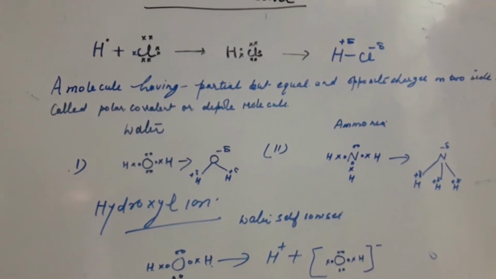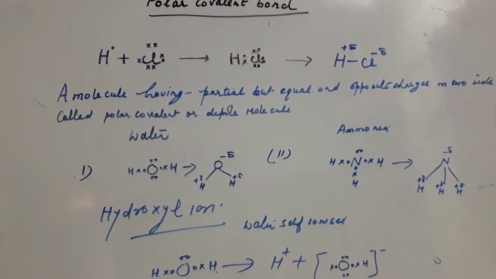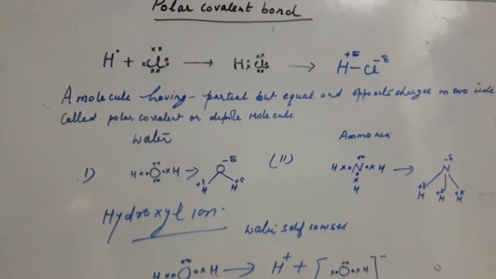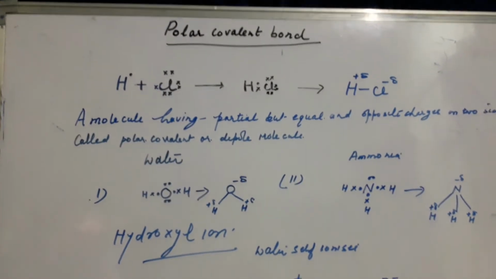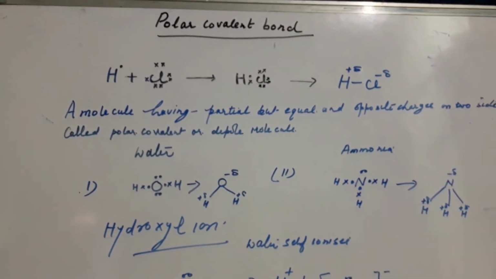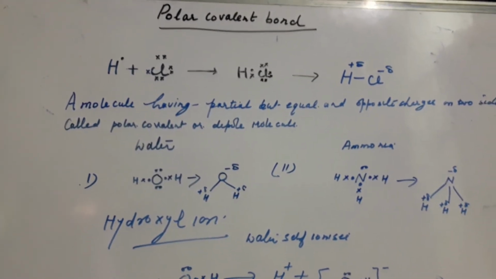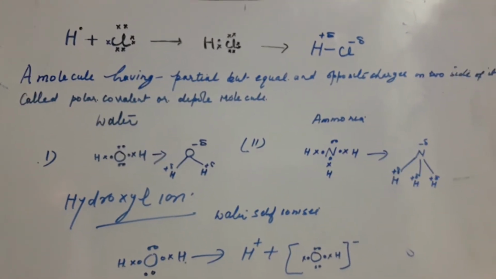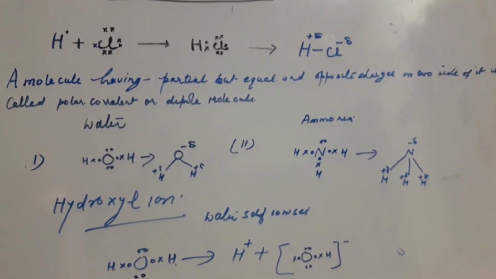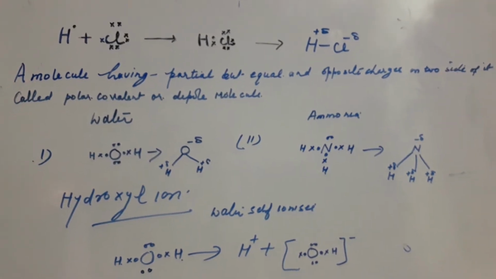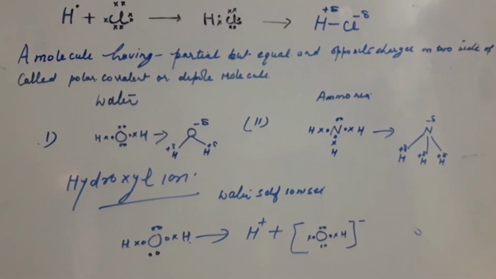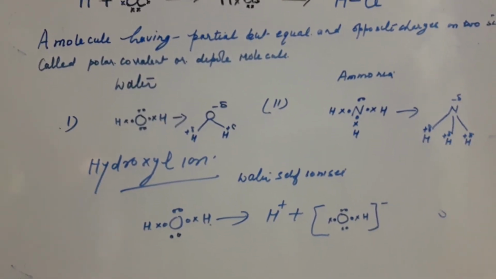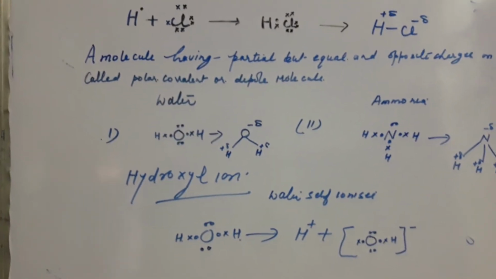Okay, a slight negative charge or partial negative charge will develop over chlorine and an equal amount of positive charge will develop over hydrogen, resulting in the formation of which type of bond? Polar covalent bond. Okay, so how to define? A molecule having partial but equal and opposite charges on two sides of it is known as a polar covalent or dipole molecule. So we'll take other examples, water and ammonia. Both are polar covalent compounds.